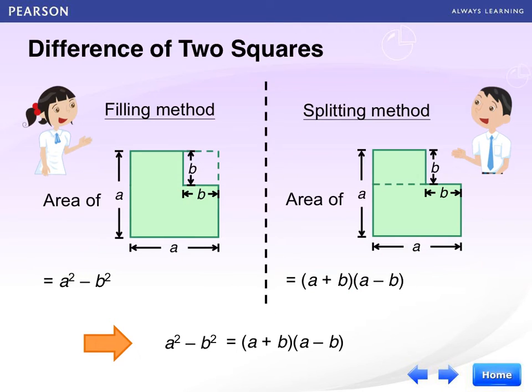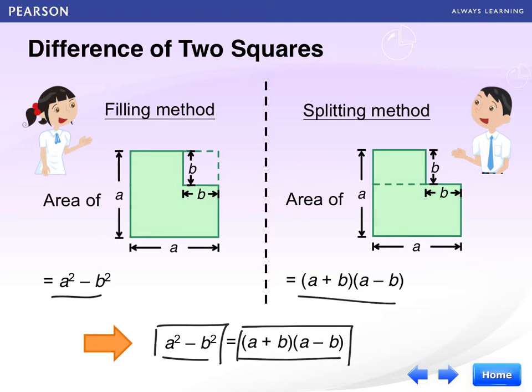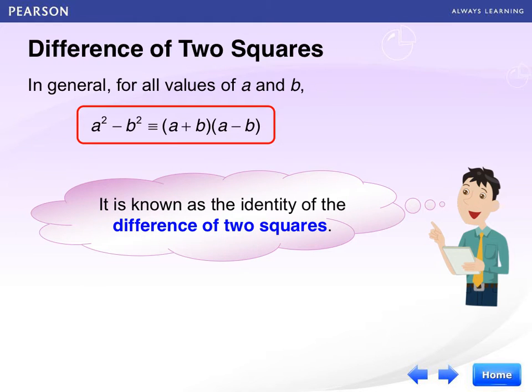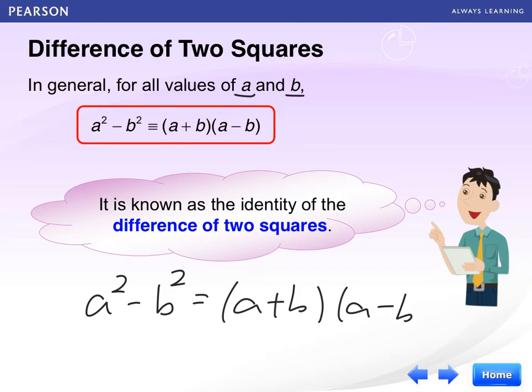In these two methods, because we are talking about the same L shape, these two areas are the same. That means A squared minus B squared equals A plus B times A minus B, and they are the same. So this becomes the identity. In general, when I give you A and B, A squared minus B squared equals A plus B times A minus B, and this is called the difference of two squares.